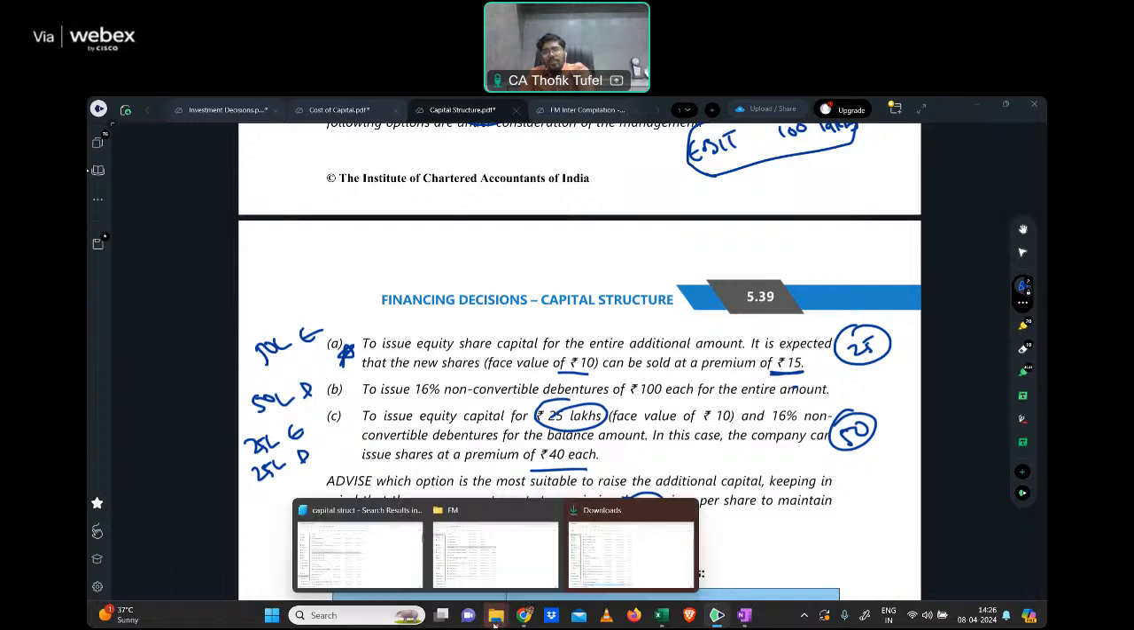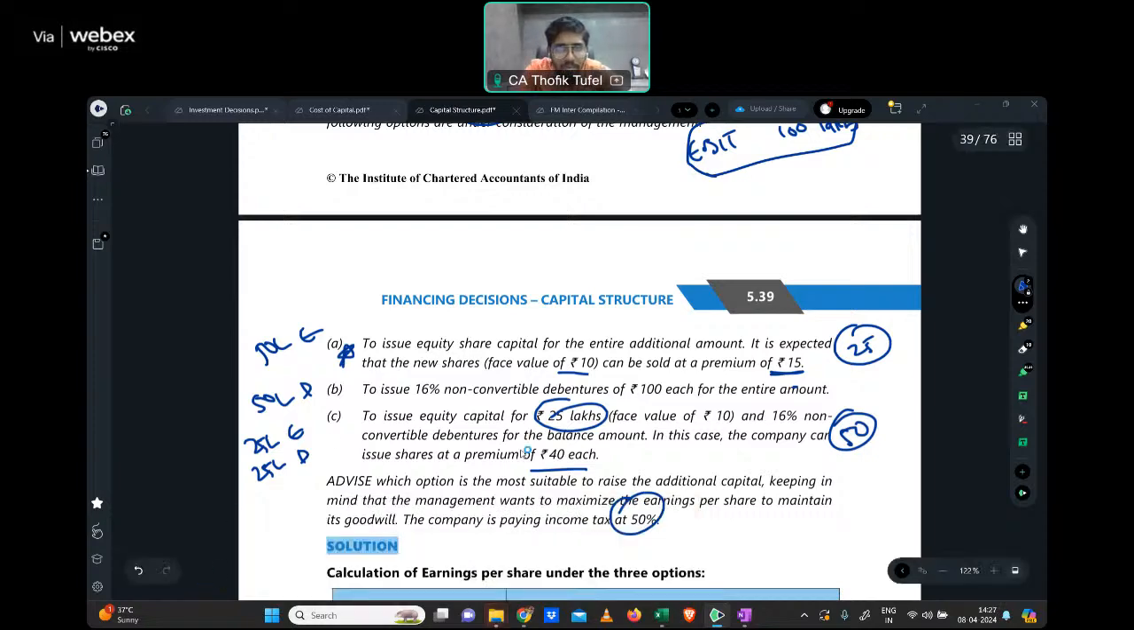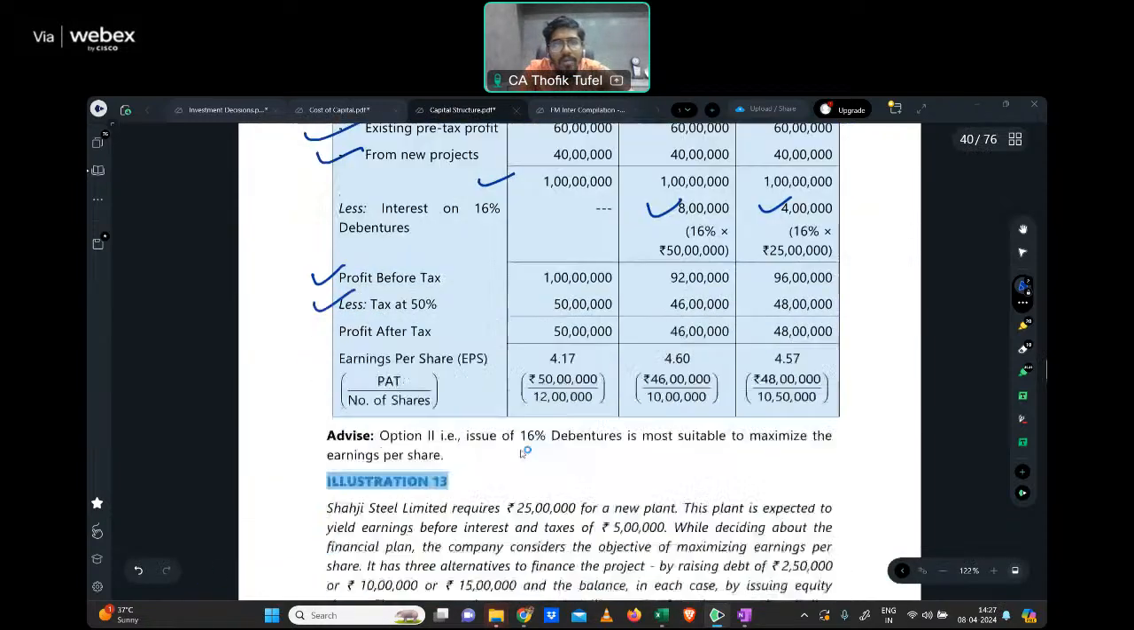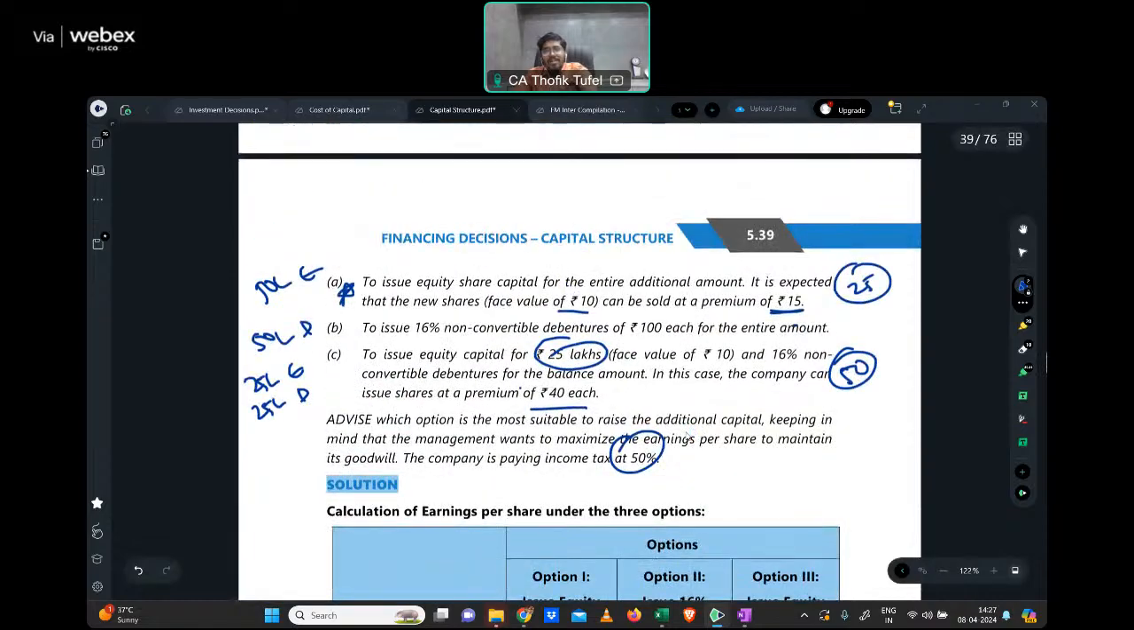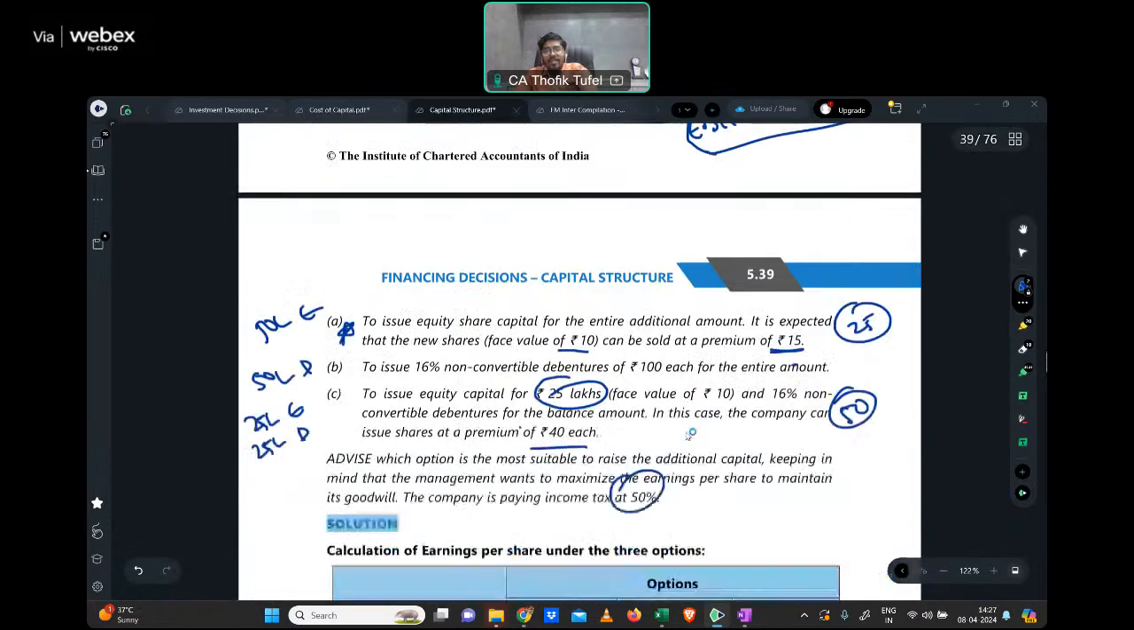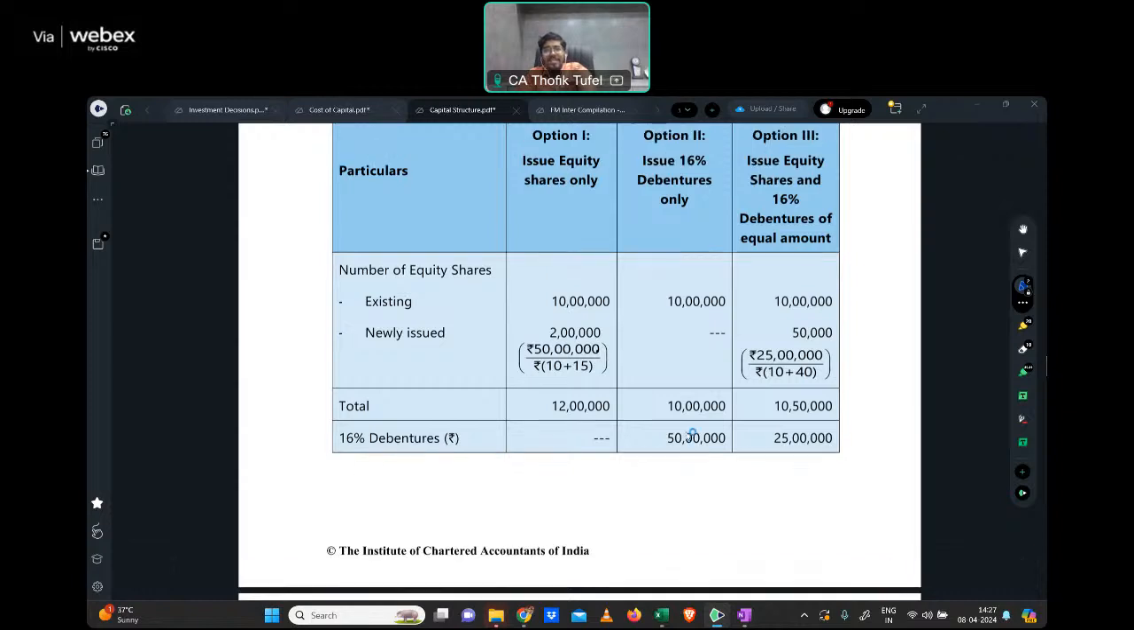So when I apply the tax rate, I will be having profit after taxes. Now this is my profit after taxes, and I am not having any preference dividend. So this is the earnings available to equity shareholders. So earnings available to equity shareholders divided by number of shares. How will I find out the number of shares? See, existing they're having 10 lakh shares, correct? So just write existing 10 lakh shares.